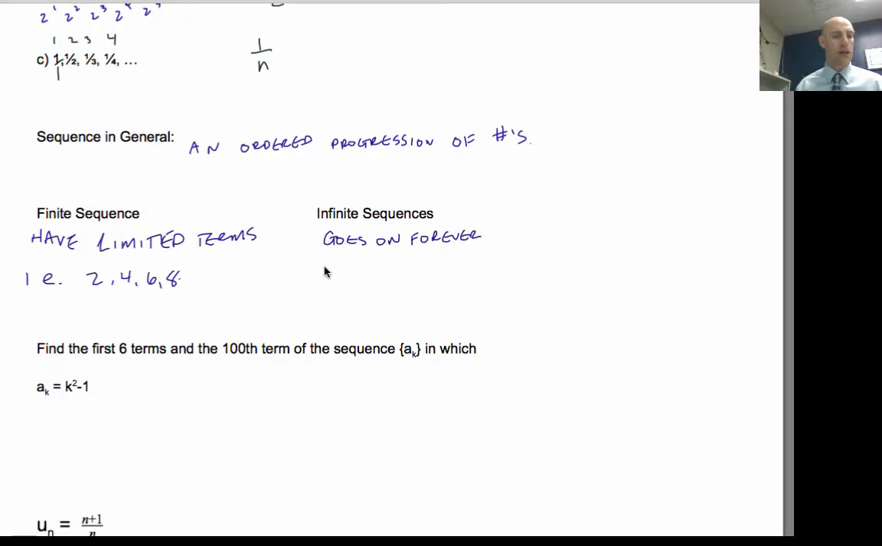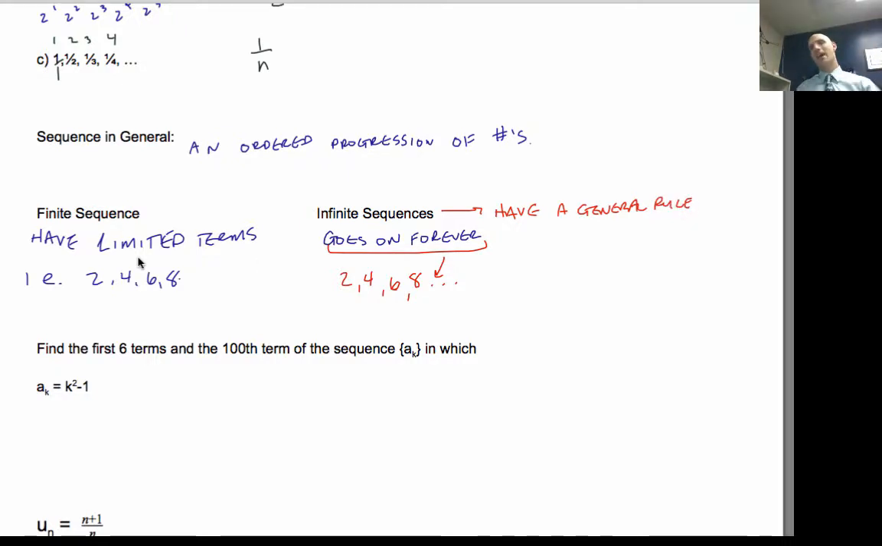That would be like 2, 4, 6, 8. And then this means it goes on forever. The dot, dot, dot. Okay? These finite sequences... infinite sequences are going to have a general rule. Over here, you're not going to have a general rule because you don't need to just find the nth term. You don't need to be able to find the 106th term or whatever. For an infinite sequence, you can find any of them.